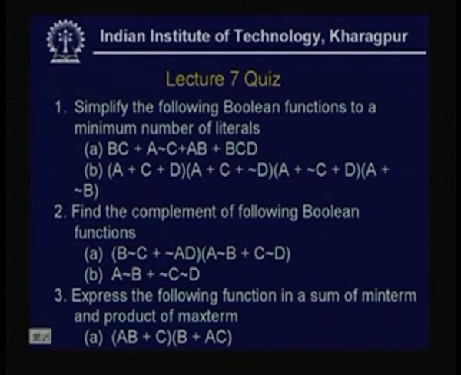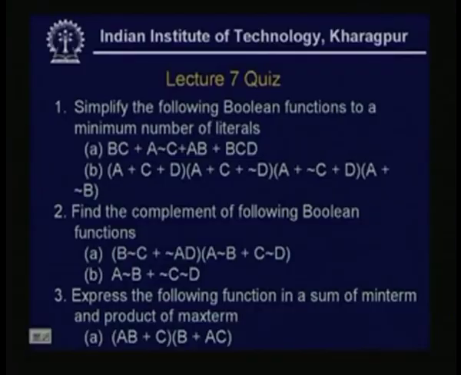The second question is to find the complement of the following Boolean functions. We have to take the complement, and when we take the complement, we will use the De Morgan's law, because complement and uncomplemented normally means the De Morgan theorem comes into picture. So, you can use this. The term is B C bar plus A bar D plus A B bar plus C D bar.